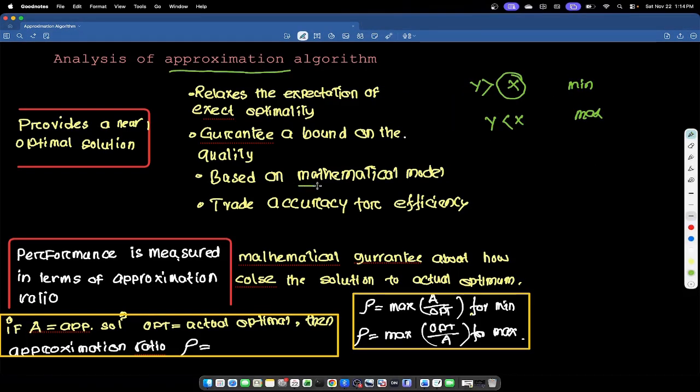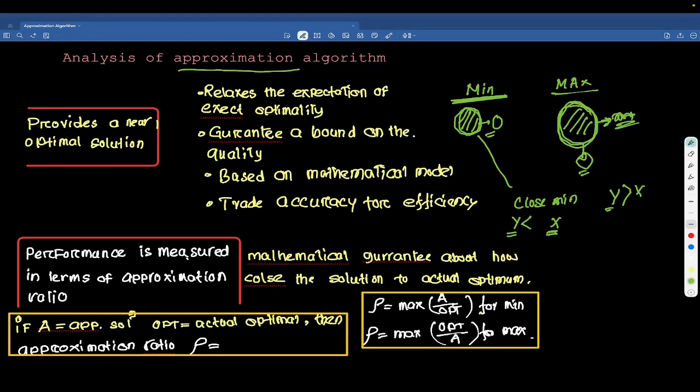The approximation algorithm is based on mathematical modeling. That is, it models the performance mathematically and tries to figure out the optimal solution. Also, there is a trade-off between accuracy and efficiency for any approximation algorithm. However, the suboptimal solution is very useful in finding a close result for complex problems, because complex problems with 2 to the power n time complexity cannot be implemented in the real world. The performance of the approximation algorithm is measured in terms of the approximation ratio.